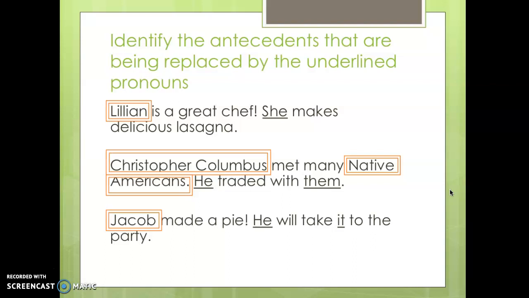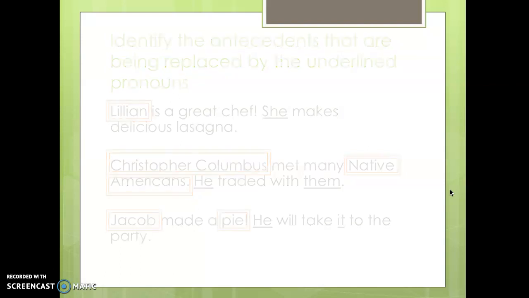How about it? What does it refer to from the previous sentence? It has to be replacing a singular noun because it is only a singular pronoun. Do you see it there? Pie. That's right. It is the thing that he is taking to the party. The pie is the thing he is taking to the party. Awesome job.